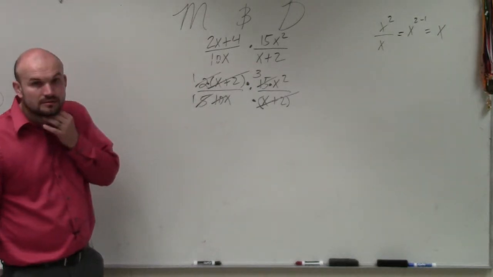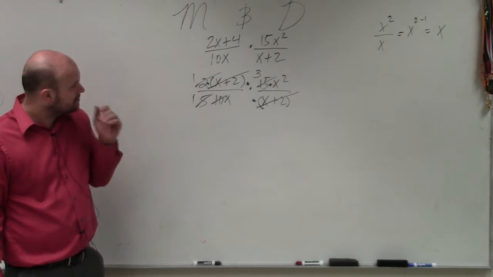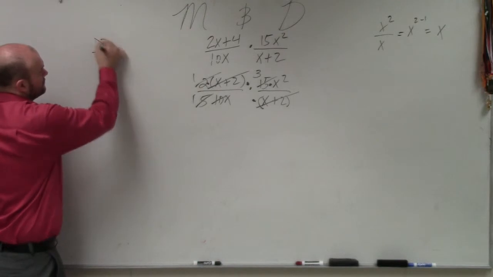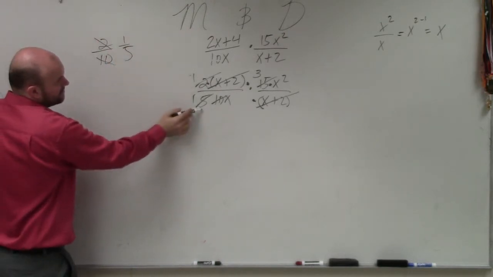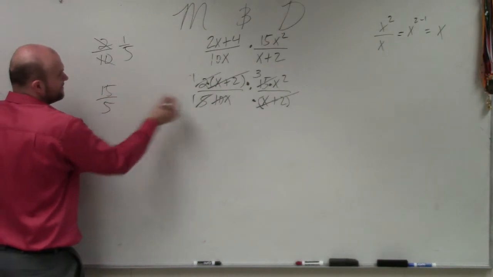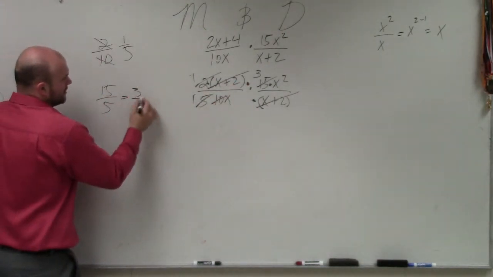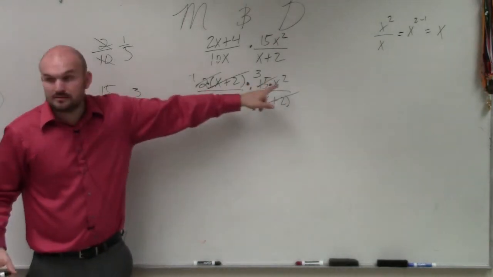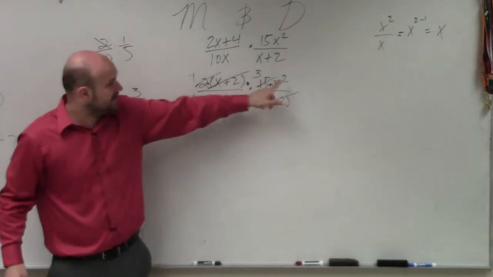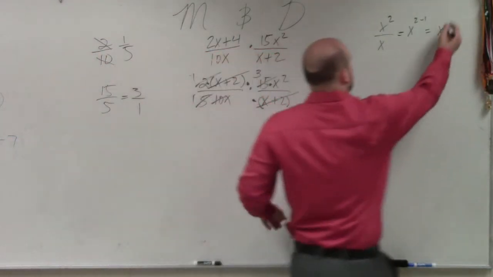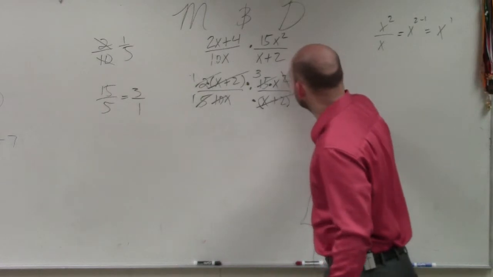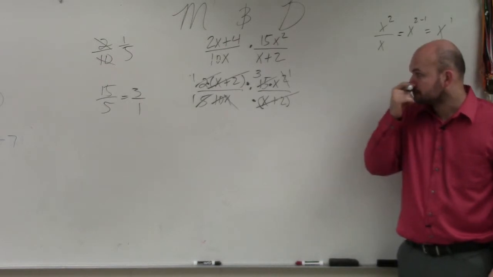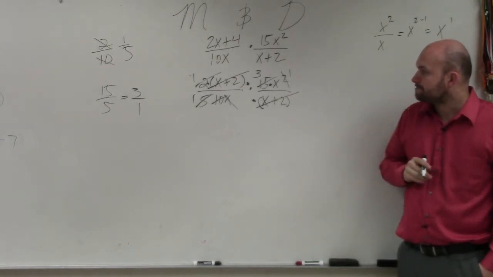Where did you get lost? I got lost at the 10x. 2 over 10 would be 1/5. 15 over 5 is 3 over 1. Okay, well, the x's I haven't done yet. So x squared over x is x to the first, so I just canceled that out, put that as a 1, and then divide that out. Oh, 5. Yeah, okay.